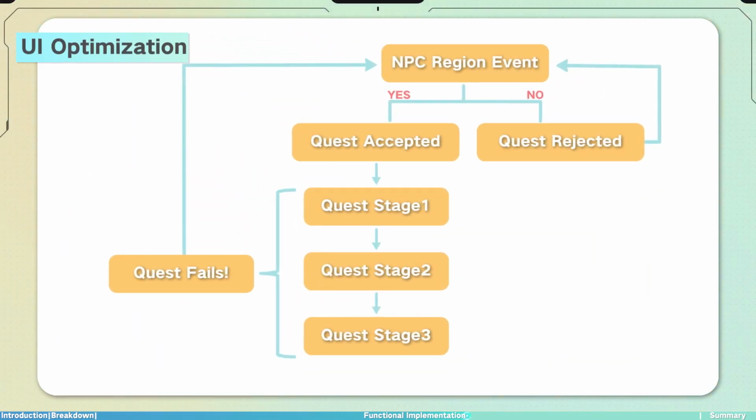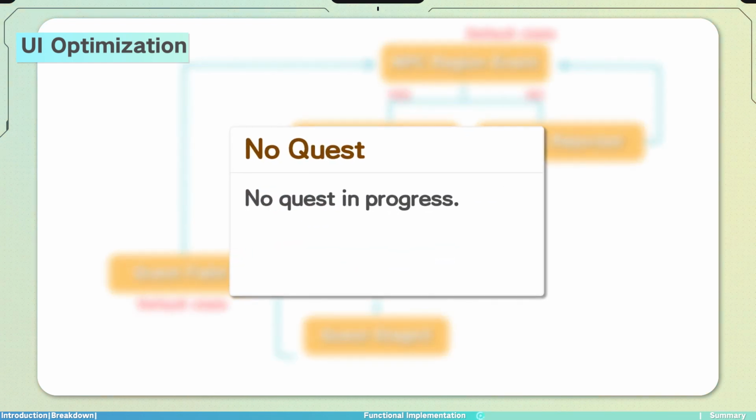The Escort quest design is almost done. This is the complete process of this Escort quest. Now we can add the quest reminder UI. The quest reminder UI will have 4 states. Default state. The quest reminder UI should be in default state before quest starts and when quest fails. The UI can display information such as no quests in progress.